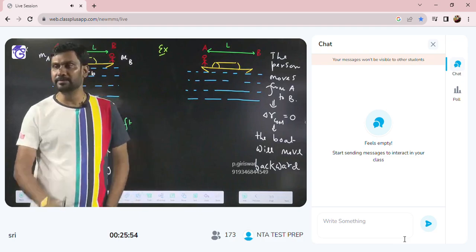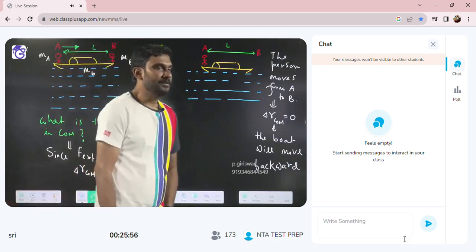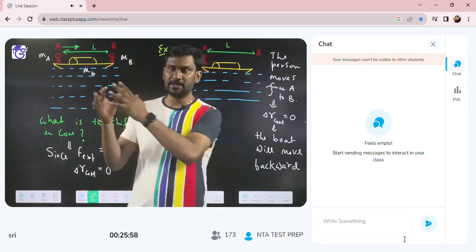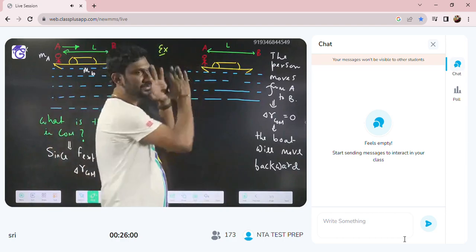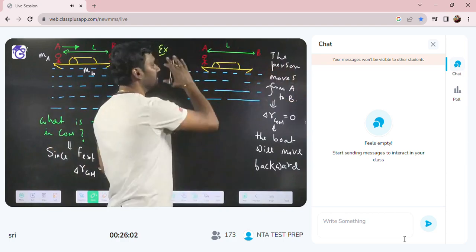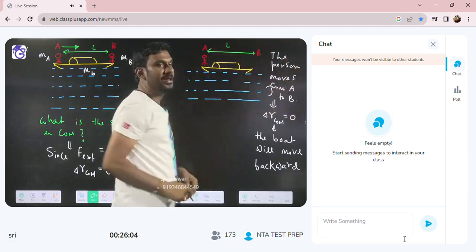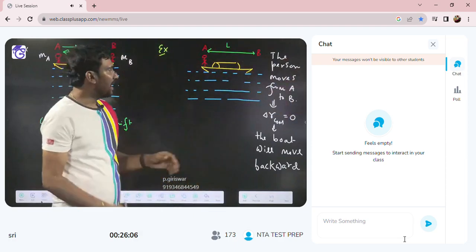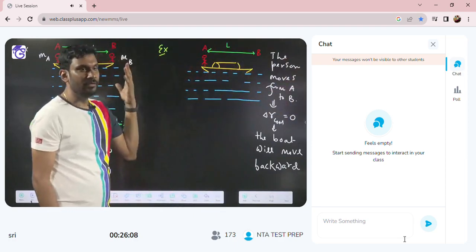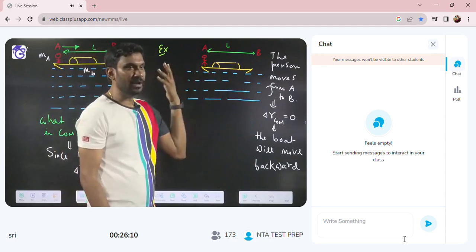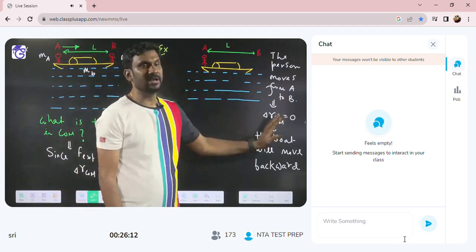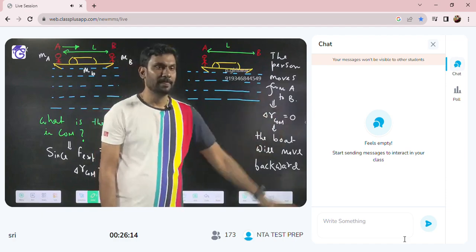Is it completely clear? I repeat once again that when the person is moving from this side to that side, in this process, what will happen? The boat will move backward. Why will the boat move backward? Because the shift in center of mass is equal to 0.